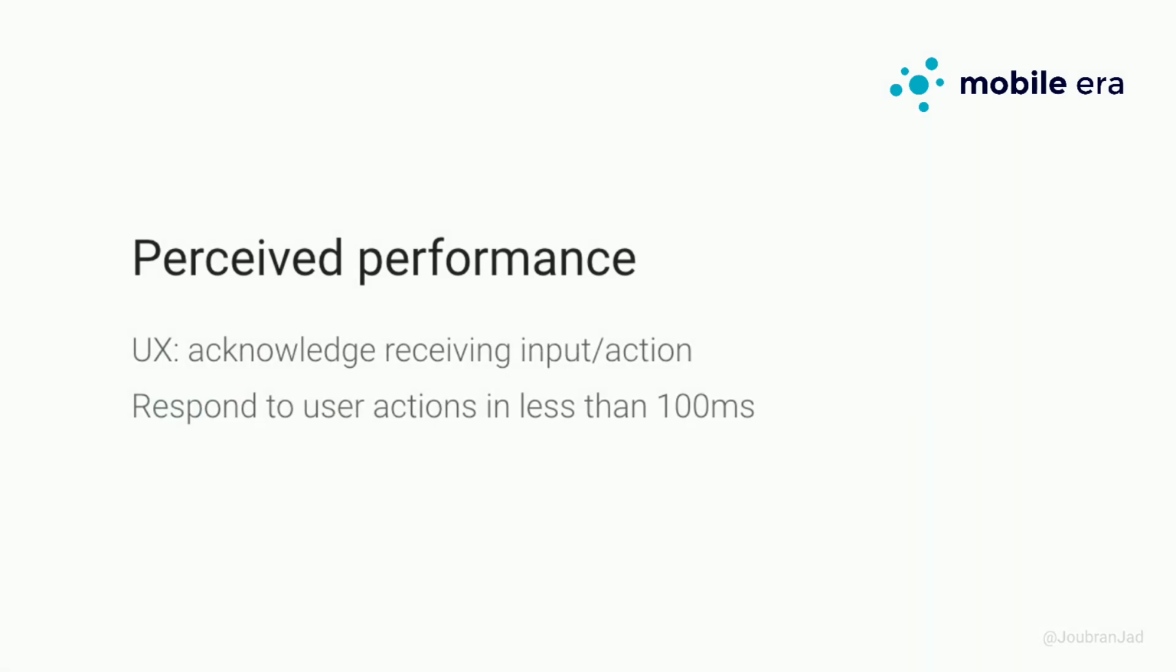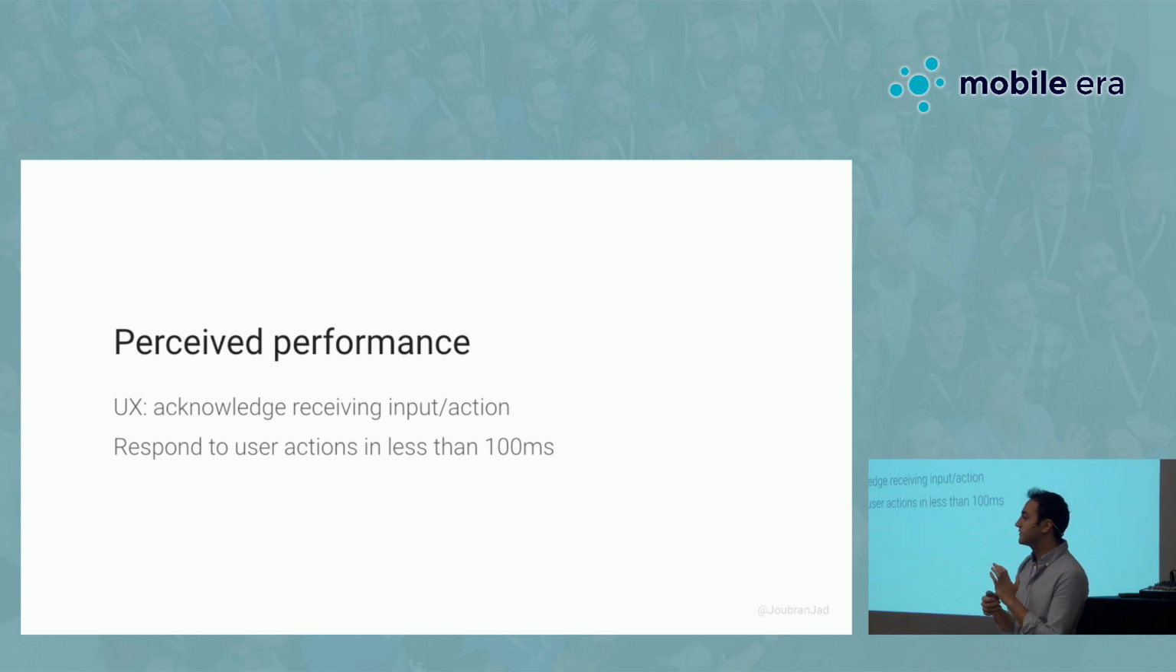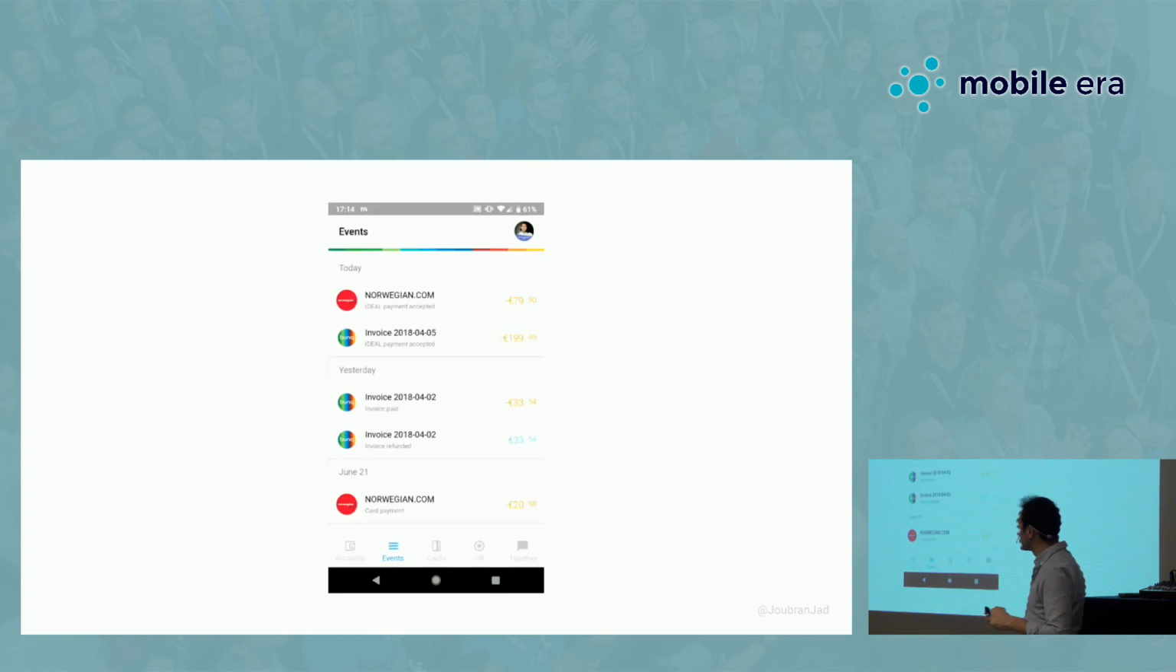There's also the concept of perceived performance, which is very important for user experience, which also means very important for performance. If I click on something, you have to tell the user, we got your action, we got your click, and we're working on it. So how do you do that? You respond to the user in less than 100 milliseconds. So let's take a look at this example.